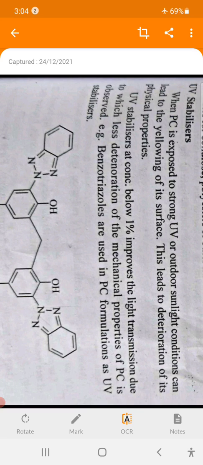When polymer material is exposed to ultraviolet radiation, that leads to degradation of polymer materials, which affects the physical properties of polymer materials.